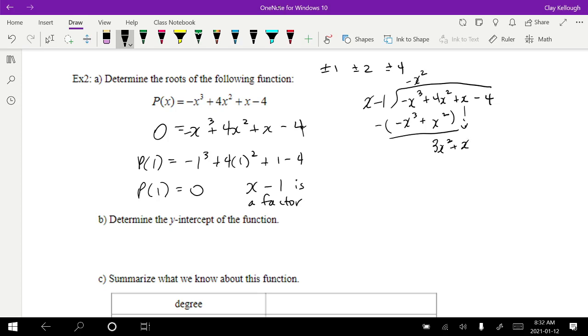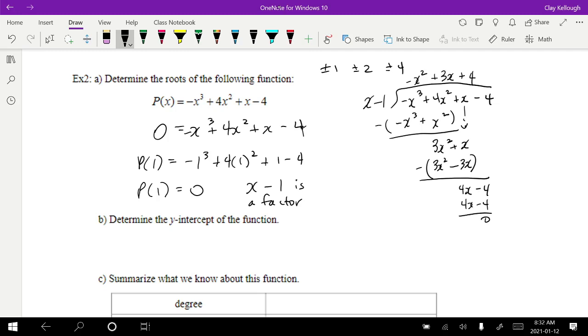x goes into 3x squared 3x times. And 3x times -1 is -3x. I'm subtracting that. So that's 4x. And this had better not have a remainder, or else something's wrong with what I've been doing, and it doesn't. So that's 4x minus 4, which is 0.